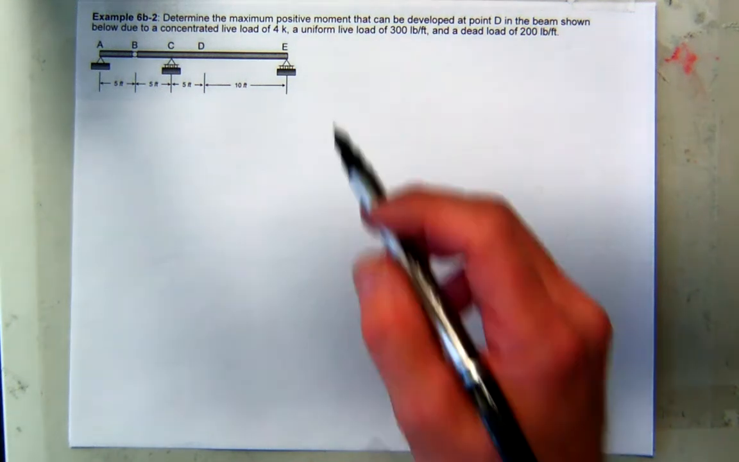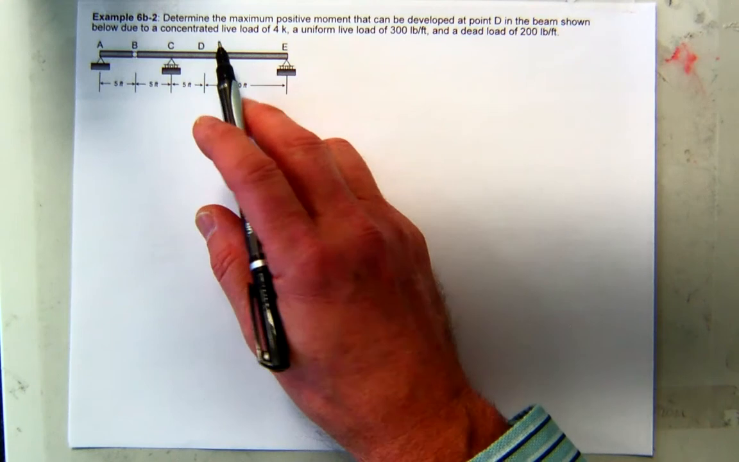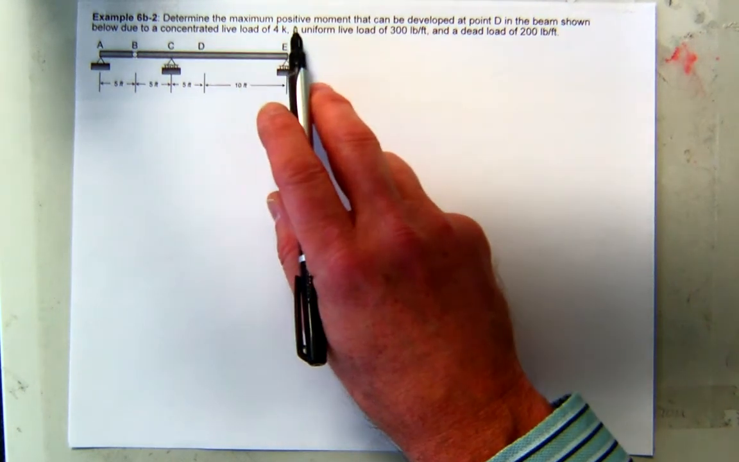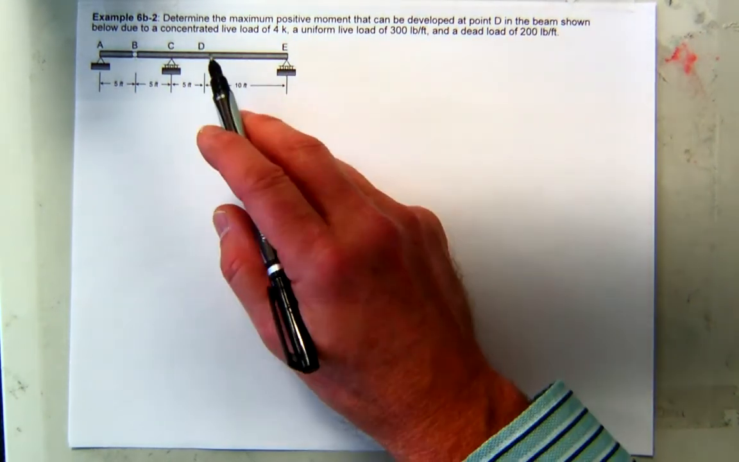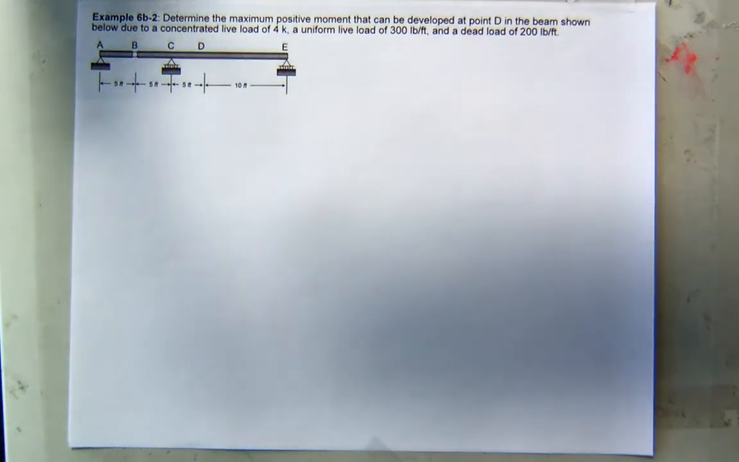All right, so here we go. This is a problem similar to one we just worked, a little more detailed. You see, you want to find the maximum positive moment that can be developed at point D. Now, this one has a little bit something different in it.